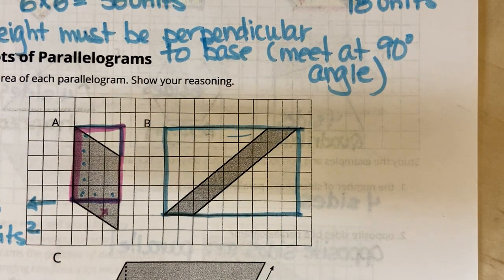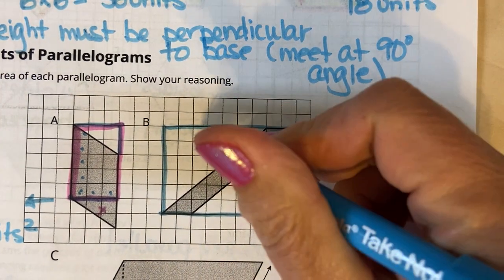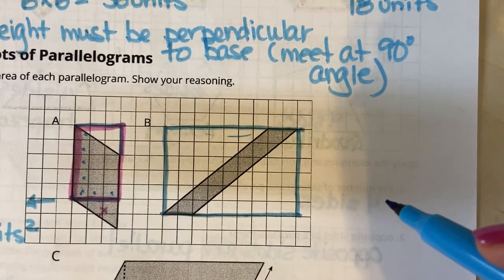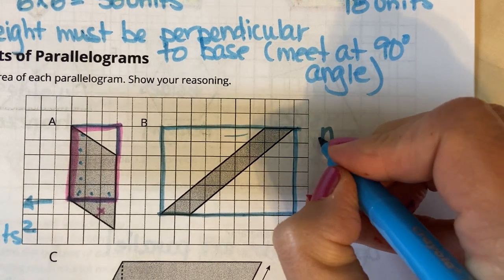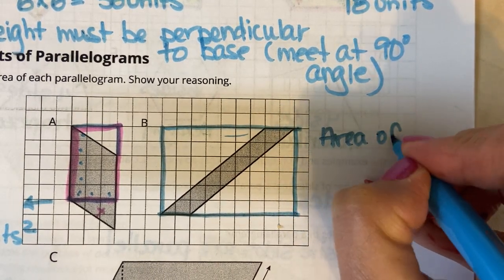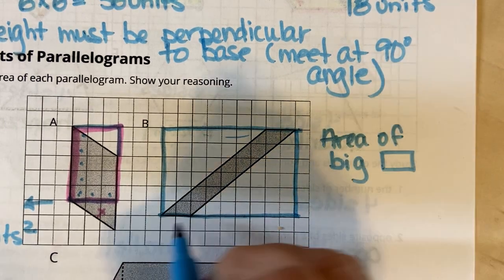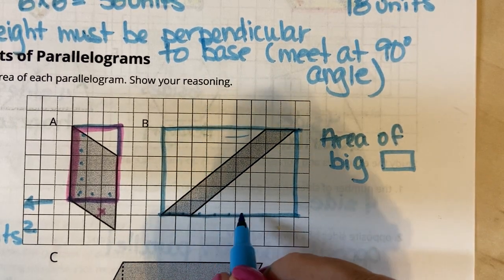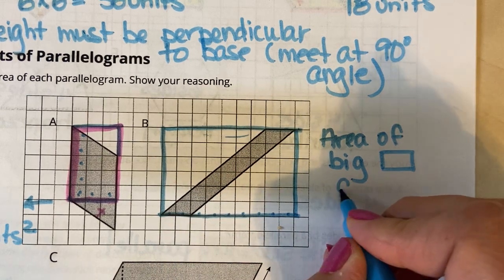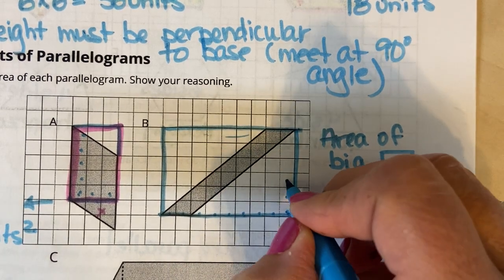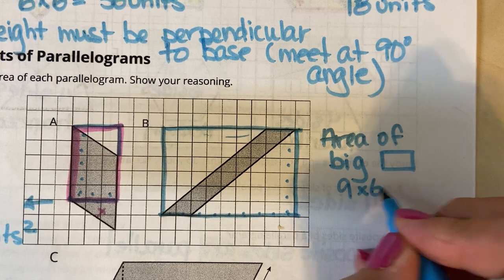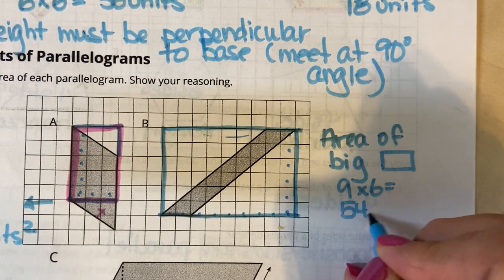Okay? And then I have two equal triangles, and I'm going to subtract out those triangles. So I'm going to find the area of the big rectangle. I would go 1, 2, 3, 4, 5, 6, 7, 8, 9 times 1, 2, 3, 4, 5, 6. That gives me 54 units squared.